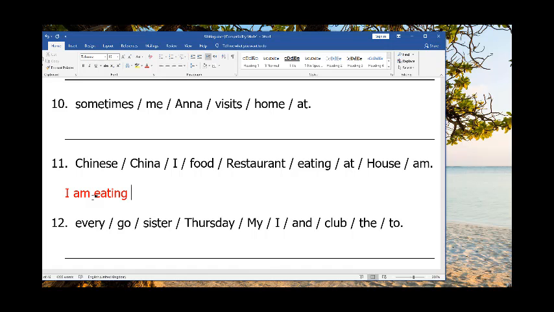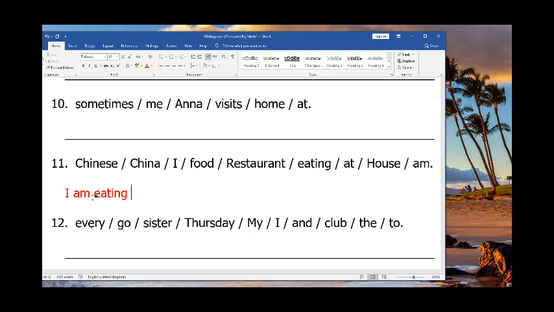Okay, can I say food? What kind of food? I have here 2 words that could be confusing. Chinese and China. China, this is the country. Chinese, this is an adjective. Okay? So if I'm going to say food, I want a word to describe food. So I will say what? Chinese food. So I am eating Chinese food.